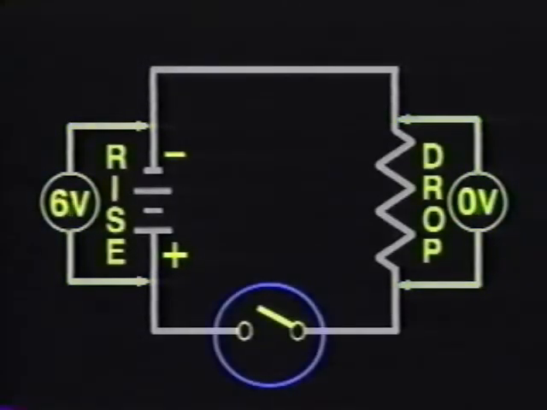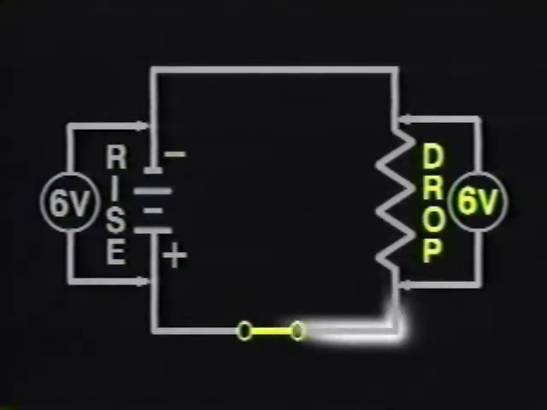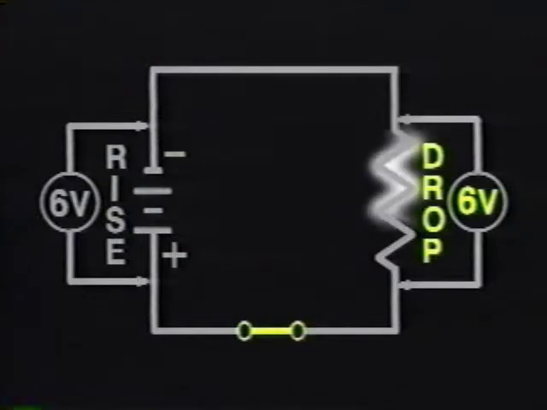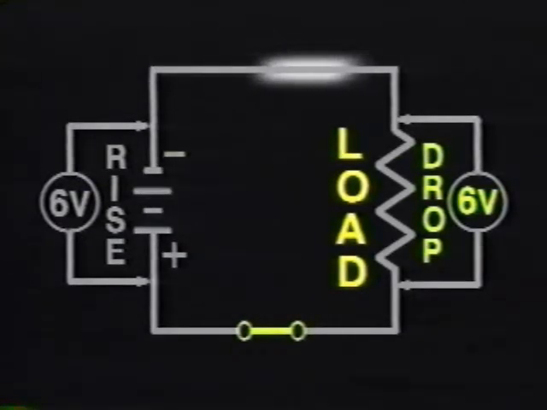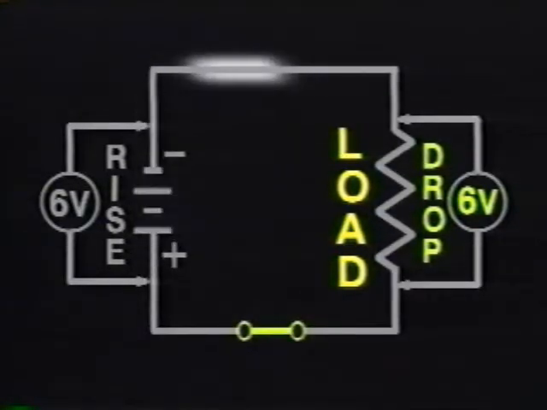With the switch open, a voltage rise of 6 volts can be measured across the source, which in this example is the battery, and a voltage drop of 0 volts across the resistor. After closing the switch to permit current to flow, you can measure 6 volts across the source of the voltage rise and 6 volts across the load resistor, which is the voltage drop. Anything that will limit the current flow is referred to as a load.